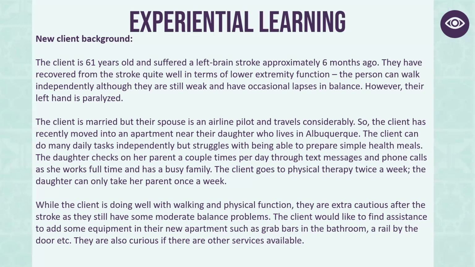The client goes to physical therapy twice a week, and the daughter can only take the parent once a week. While the client is doing well with walking and physical function, they are extra cautious after the stroke as they still have some moderate balance problems. The client would like to find assistance to add some equipment to their new apartment, such as grab bars in the bathroom, a rail by the door. They're also curious if there are other services available.